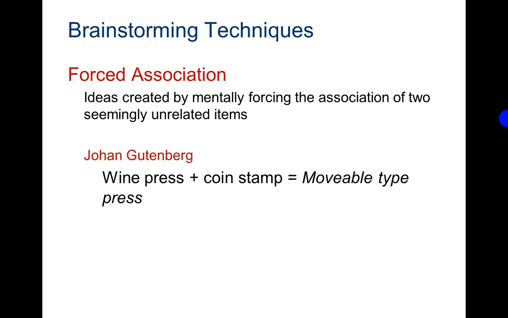All right, another technique is forced association. Ideas created by mentally forcing the association of two seemingly unrelated items. Like in this case, a wine press and a coin stamp. Doesn't really have that much in common, but now we have a movable type press.